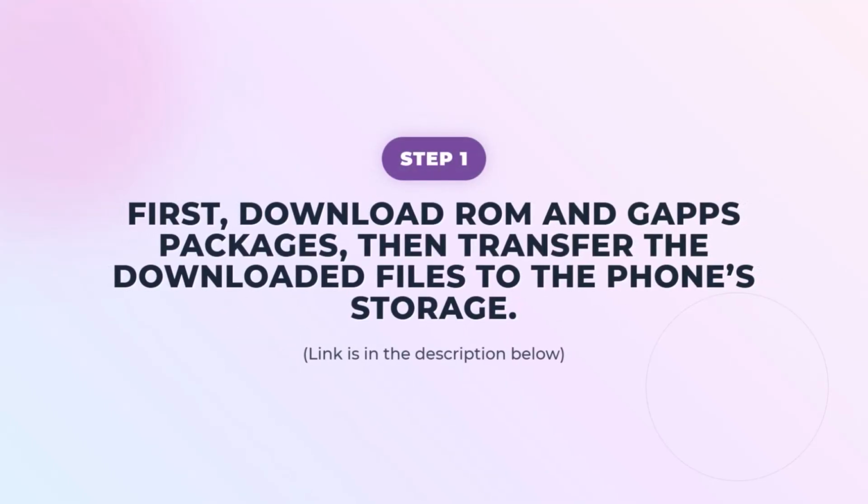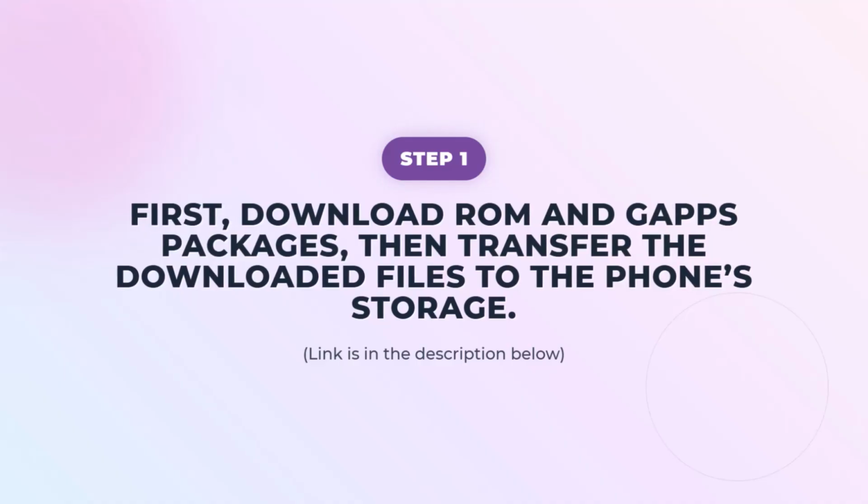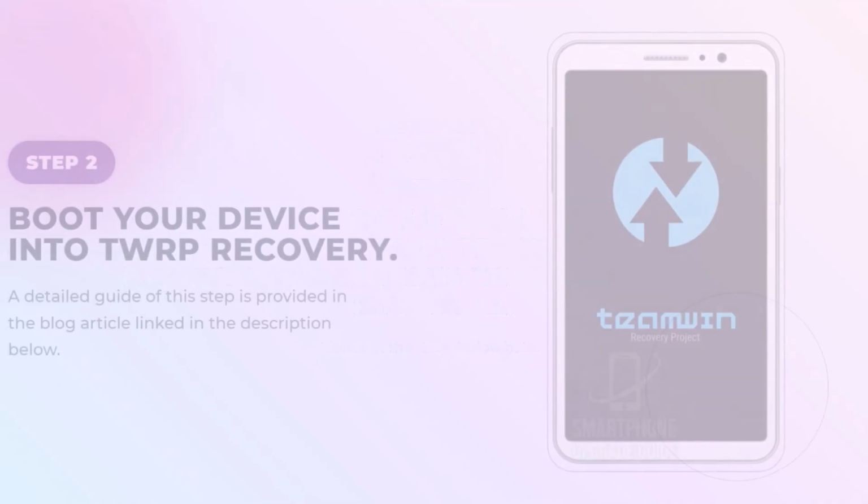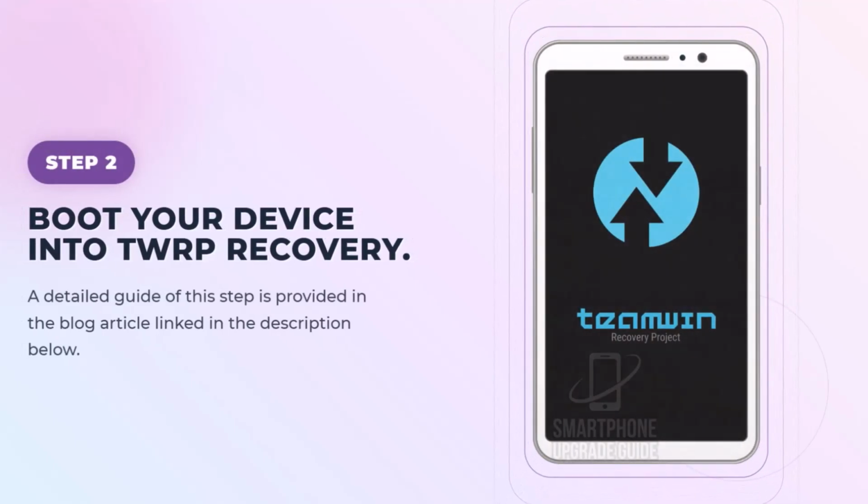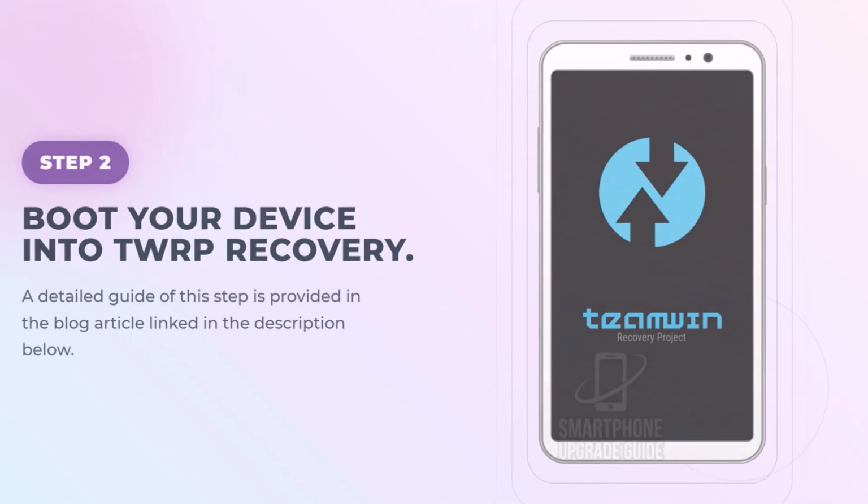First, download the ROM and GApps packages, then transfer the downloaded files to the phone's storage. Step 2. Boot your device into TWRP recovery.